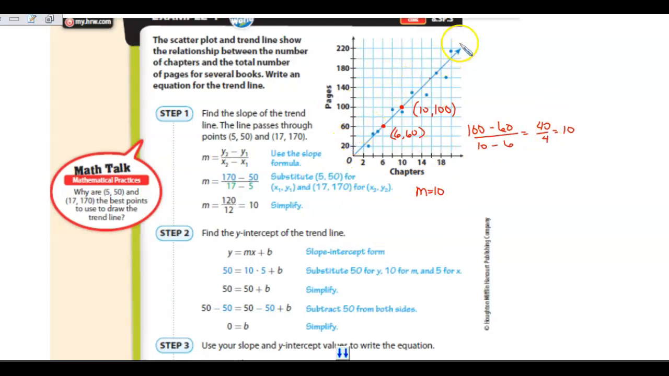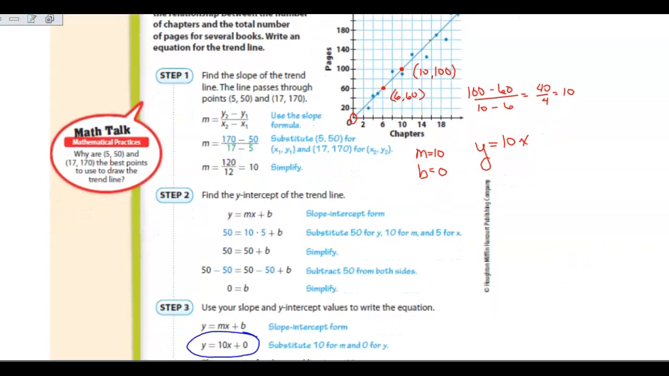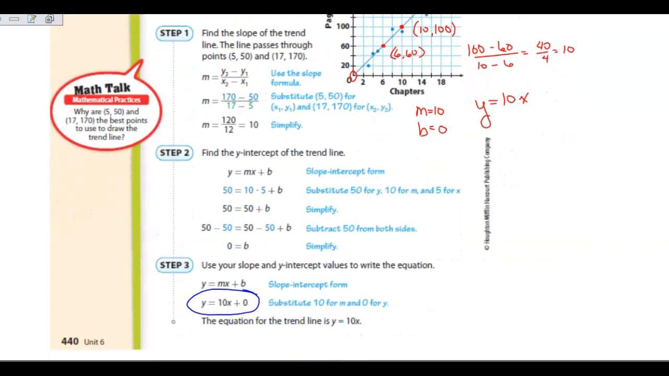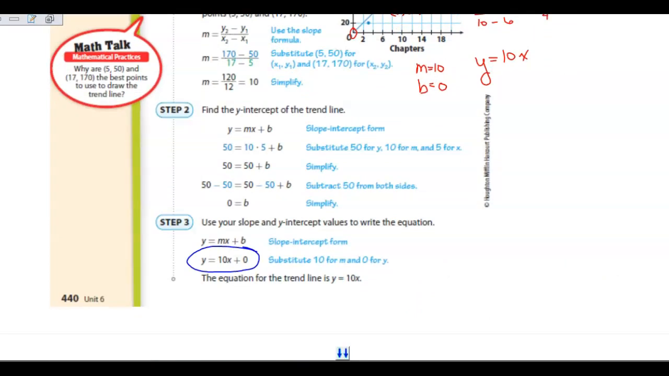Where does it cross the y-axis? Well, it crosses right here at the origin. And so I know that my y-intercept is going to be 0. So that means that my equation is going to be y equals 10x. Does that bring back memories for you? All right, so now, we got the same answer they did.